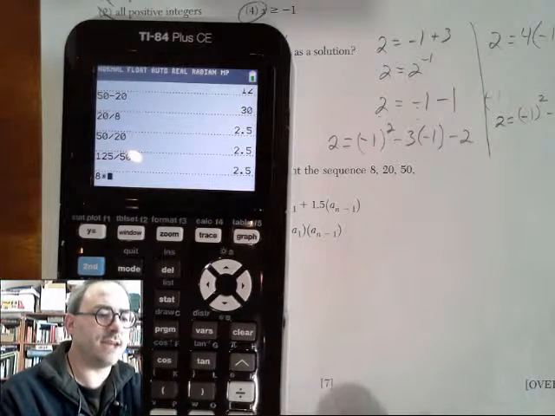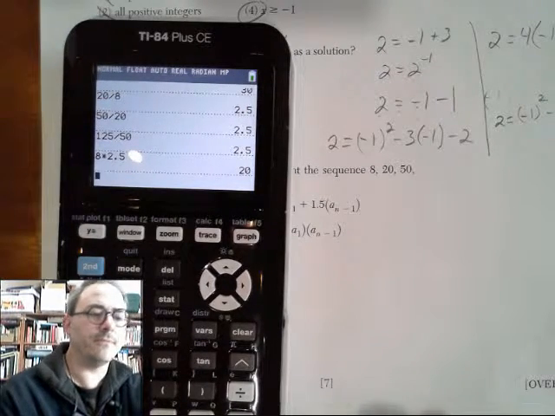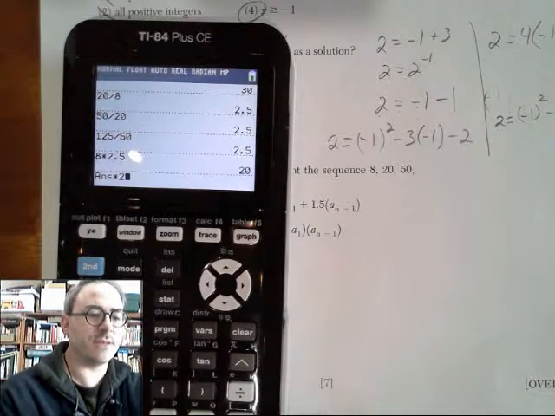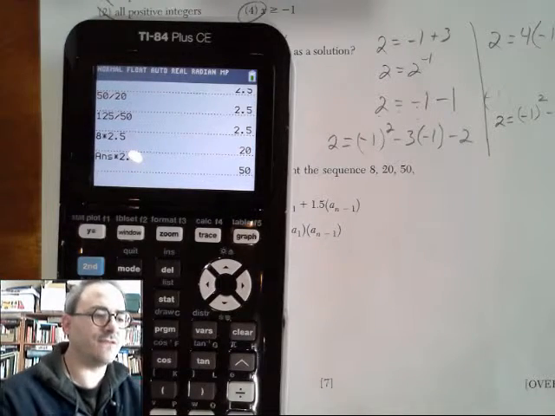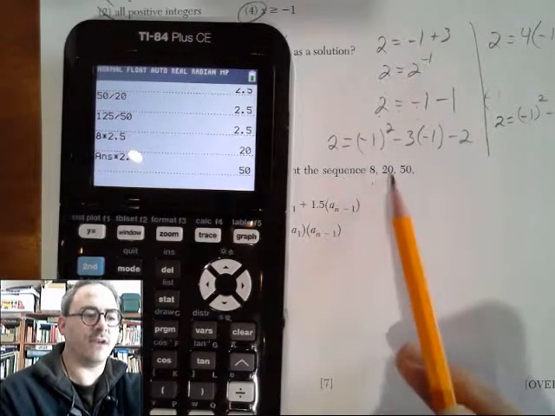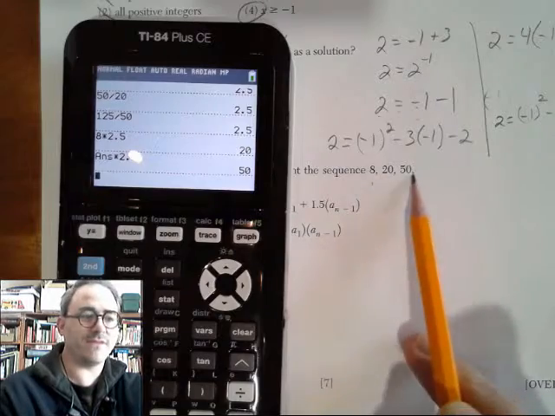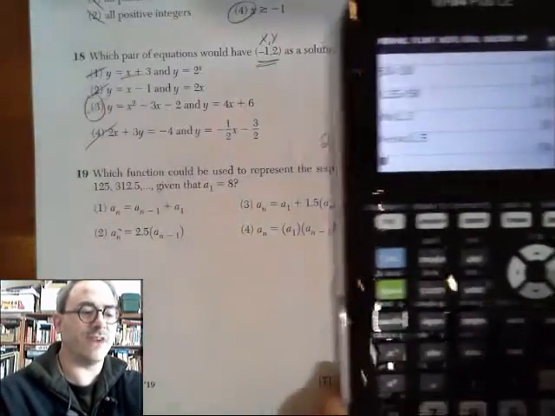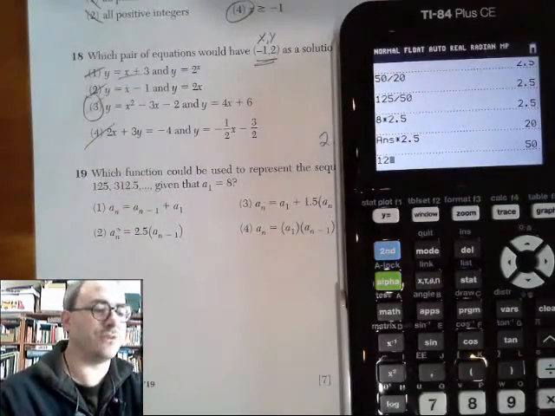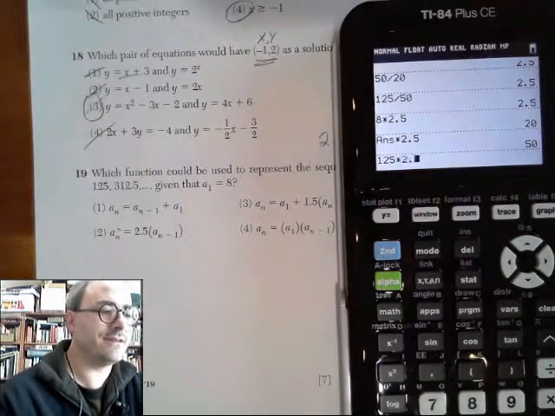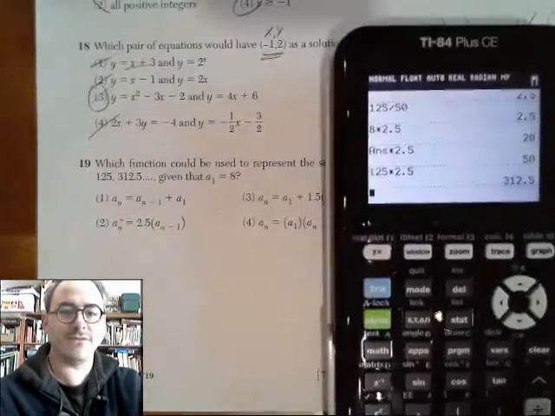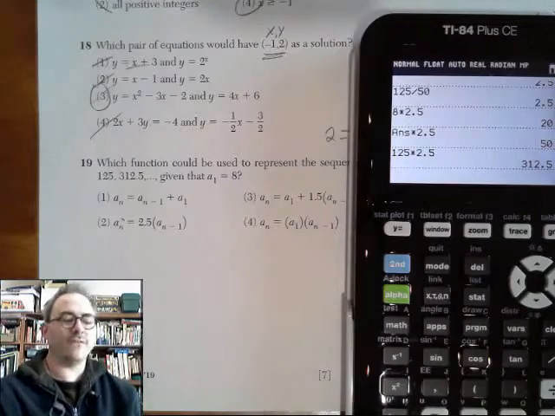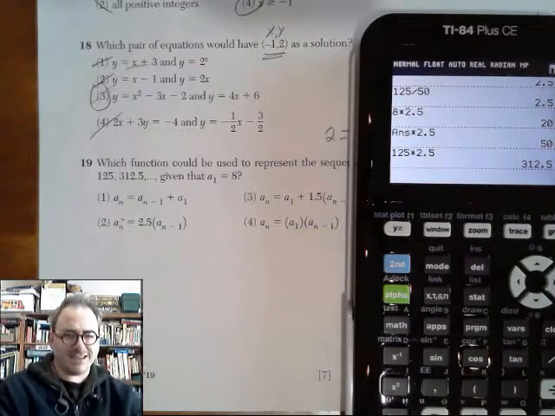What is 8 times 2.5? Oh, that's 20. What's 20 times 2.5? Oh, that's 50. 8 times 2.5 is 20. 20 times 2.5 is 50. 50 times 2.5 is 125. I bet you 125 times 2.5 gives me 312.5, right? So now we begin to see where the sequence is going.